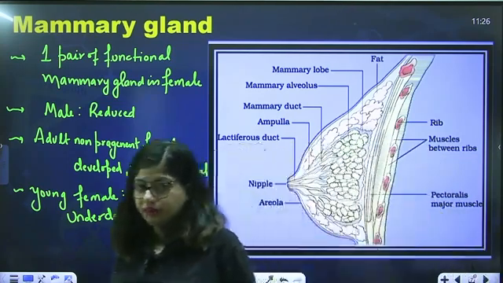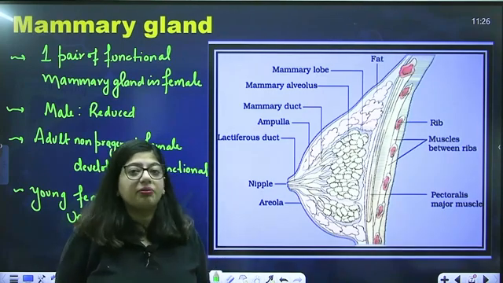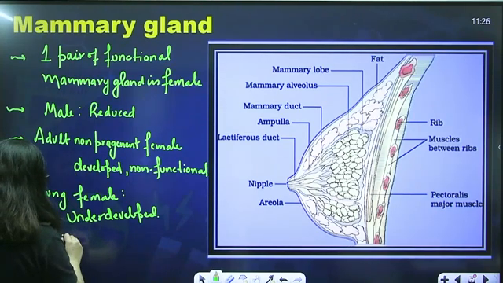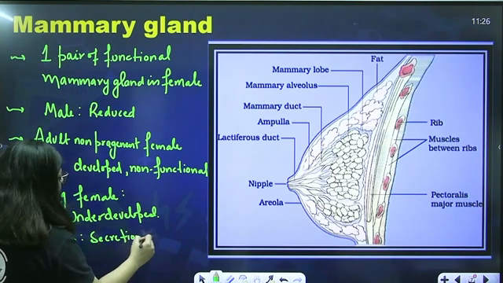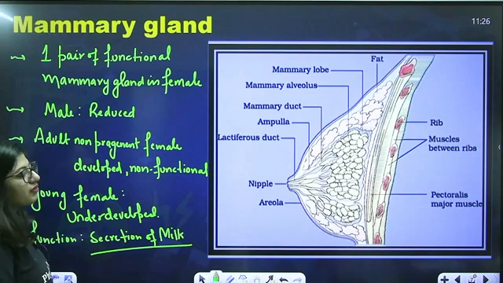Why are they important? Because they contain certain glandular structures which will secrete milk. So what is the function of the mammary gland? The function is secretion of milk. This is an exclusive feature of mammals.